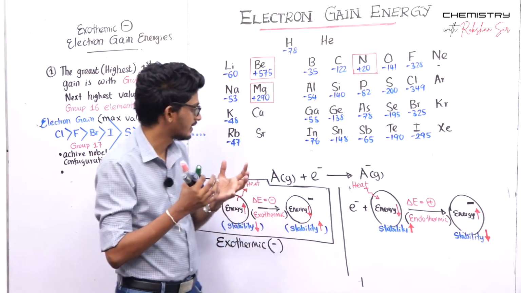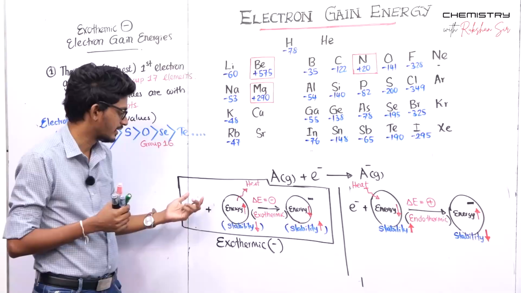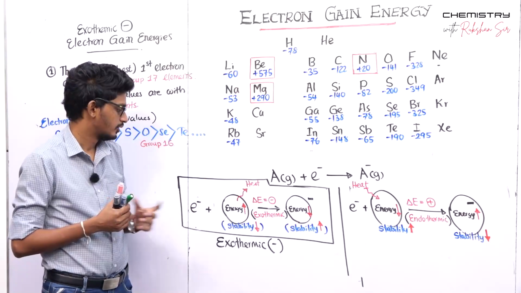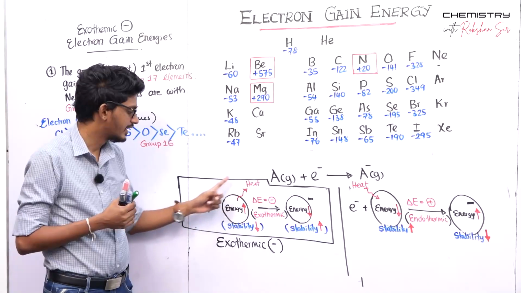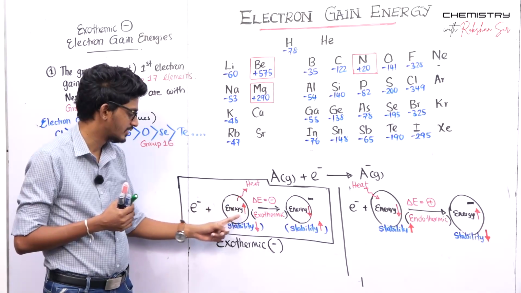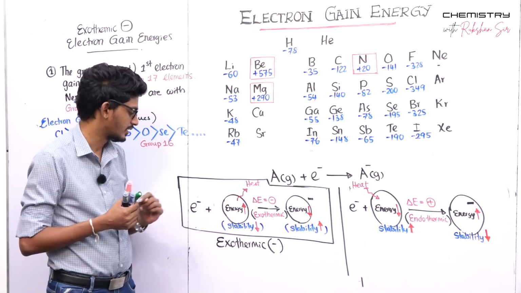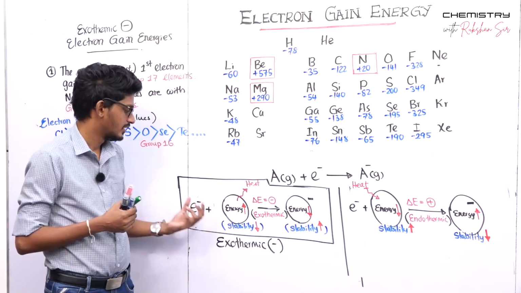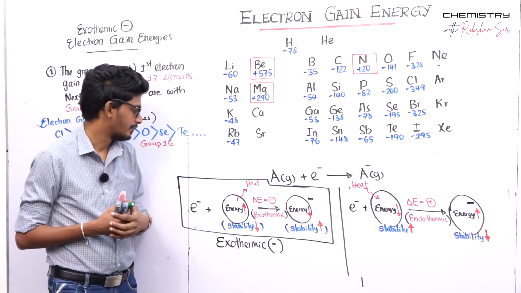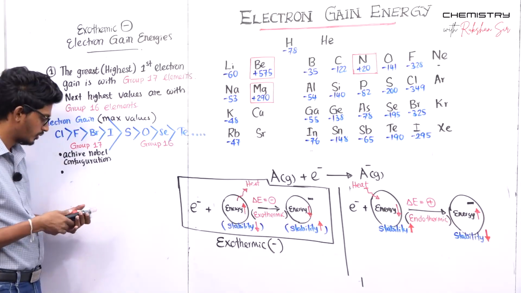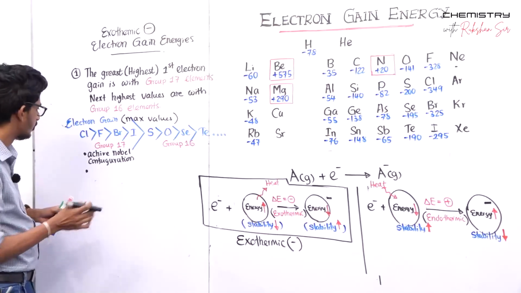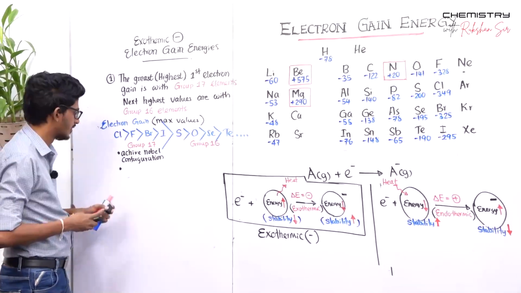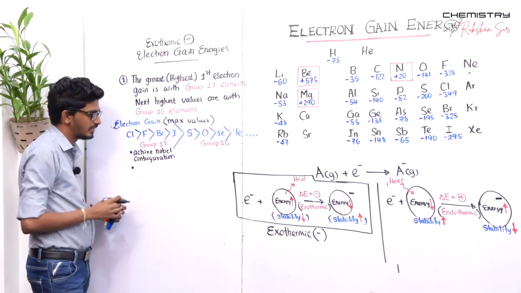The electron is attracted to the valence shell. The electron is added to the valence shell. So when that shell feels a greater nuclear charge, a greater positive charge, then the electron will be easily attracted to that shell. That is what happens with the group 17s. So this is another reason for group 17 guys to show the greatest first electron gain, besides achieving the noble gas configuration by adding an electron.